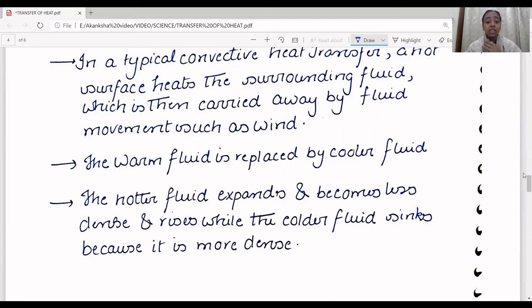Warm fluid is always lighter and cold fluid is always heavier. Therefore, the circulation of warm and cool liquid will continue until the entire milk or the entire water is at the same temperature. So you can say the hotter fluid expands and becomes less dense and therefore rises, whereas the colder fluid sinks because it is more dense, heavier.